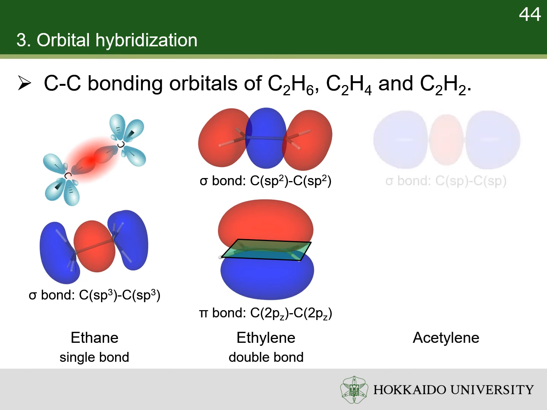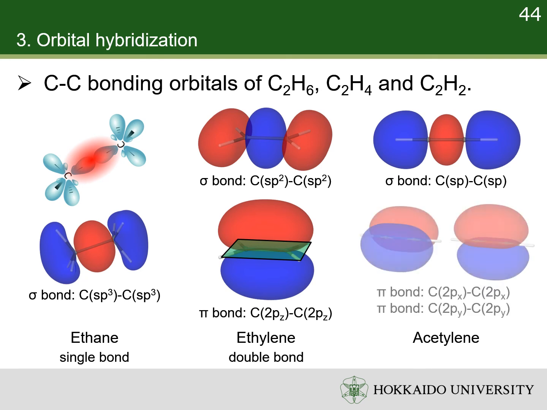In acetylene, there is a sigma bond by the overlap of two sp hybridized orbitals. There are also two pi bonds by the overlaps of the two 2px orbitals and two 2py orbitals. Thus, the carbon-carbon bonding in acetylene is a triple bond. Since the sp hybridized orbitals are in a straight line, all the atoms in acetylene are in a straight line.